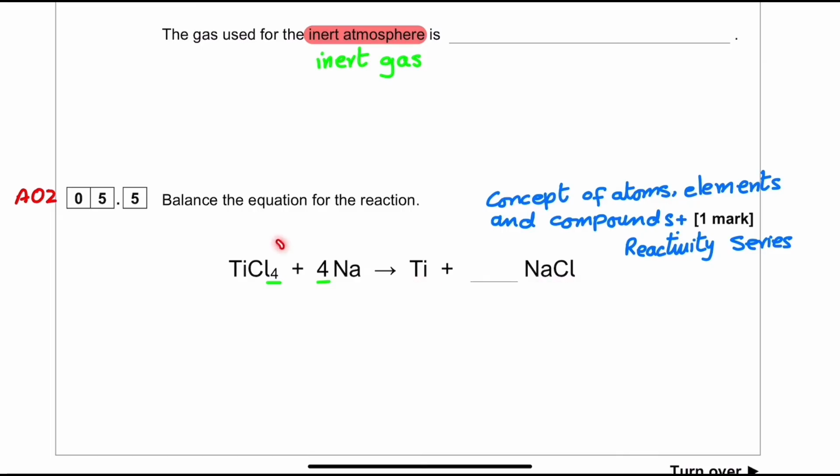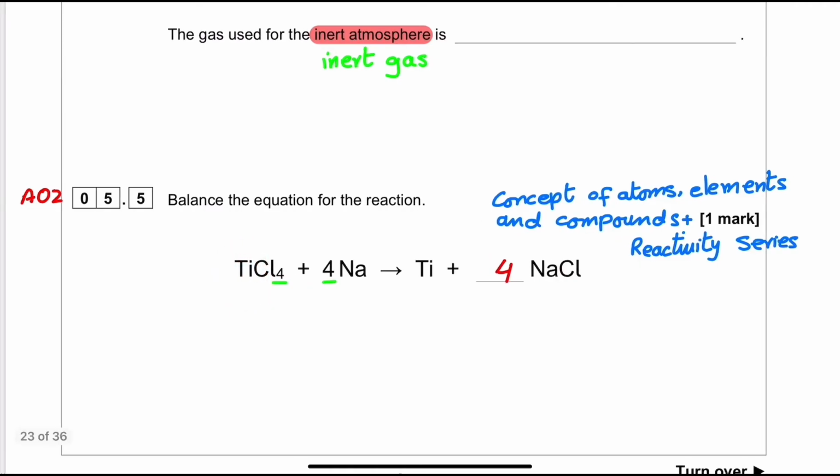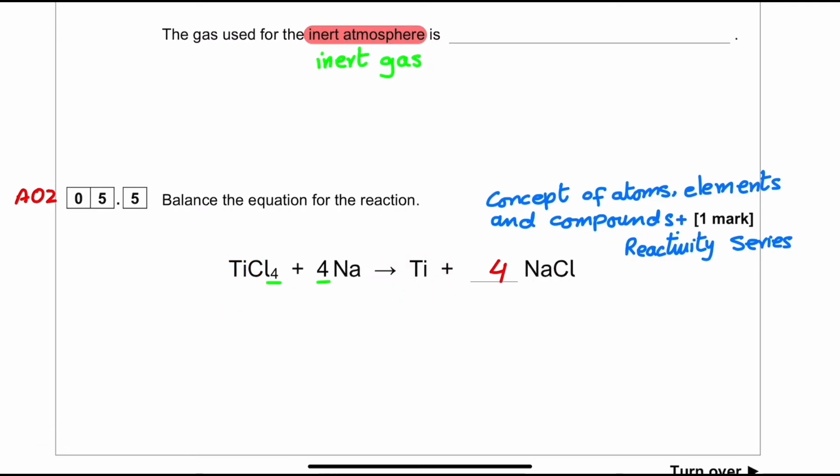We can see here there are 4 chlorine present, 4 sodium atoms are present, but we need to put the number in front of sodium chloride. To balance the equation on the right side, if we put 4 in front of the compound, then we need to count the number of sodium and chlorine atoms on the left and right of the equation. There are 4 chlorine on the left, 4 chlorine on the right, 4 sodium on the left, 4 sodium on the right. There is 1 titanium on the left, 1 titanium on the right. At the end we can say that the equation is balanced.